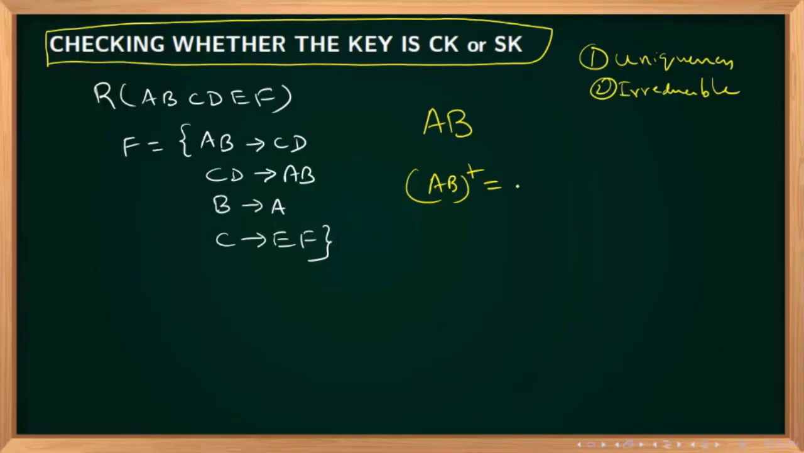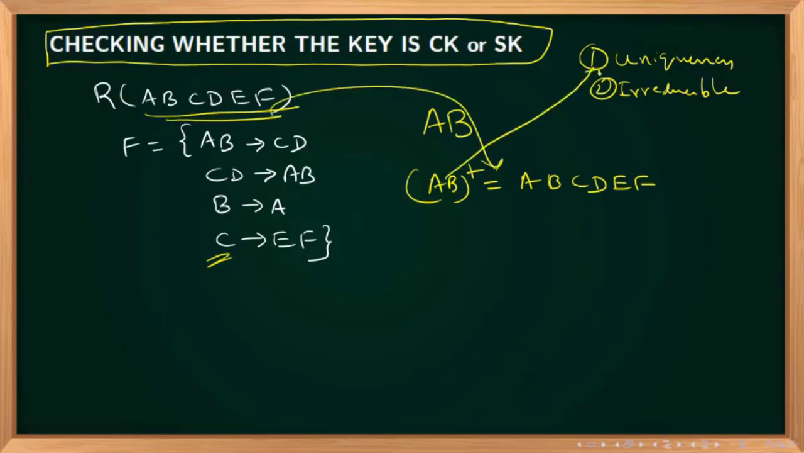So AB closure, are you getting everything? A, B, C, D. C gives EF also. So EF, A, B, C, D. All the attributes you are getting clearly shows that the uniqueness property is satisfied. If the uniqueness property is satisfied, definitely we declare a super key. Yesterday, to help remember, I told you a super key is studying in first standard and a candidate key is studying in second standard. If somebody is studying in second standard, definitely he has already finished first standard. Remember that. So now I am declaring AB a super key.